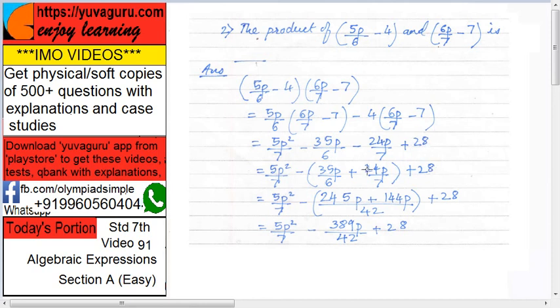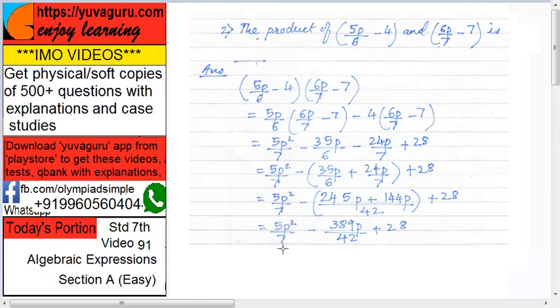Now you have to focus only on this. So 5p square upon 7 minus, solve this. LCM of 7 and 6 is 42. 6 7s are 42, so 35 into 7, 245. You will have to do it yourself. It's very tough, but you will have to multiply it. Okay. Then 7 6s are 42, and then 24 6s are, 24 6s means 12 12s are, 144, right? So plus 28. Again solve this.